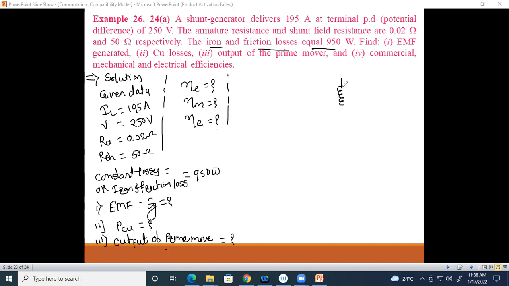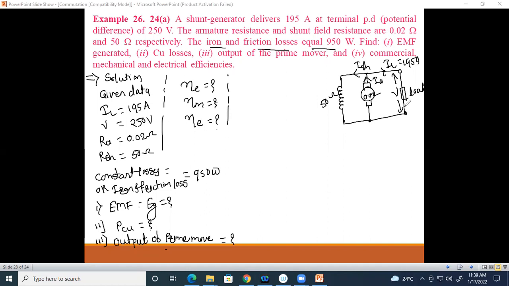I will draw the diagram here for better understanding. This is the field winding. This one is the armature of the DC generator, and here the load is connected. Terminal voltage is given, 250. Load current of the generator is 195 ampere. Armature resistance is 0.02 ohm. Shunt field winding resistance is 50 ohm. This is the IA, and this one is the ISH.